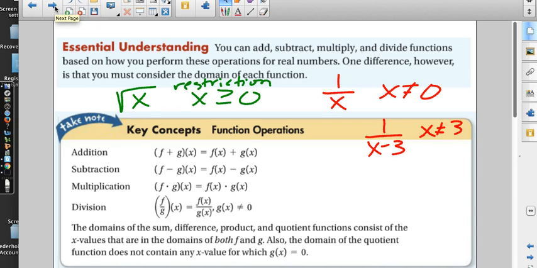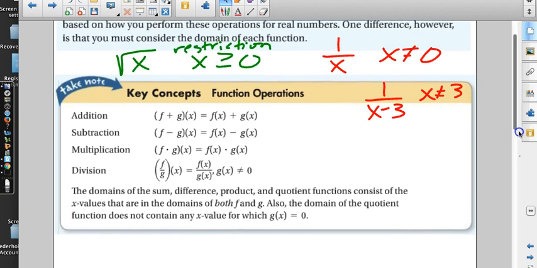So we're going to look at function operations. And you're going to find today we know all the math. We've added and subtracted and multiplied and divided and all this good stuff before. The key is we're going to add this little piece where we think through, is there anything we can't put in this? Is there something that would create a problem for real number solutions?